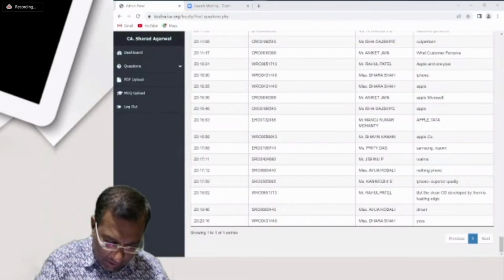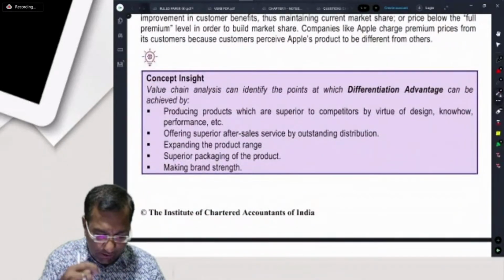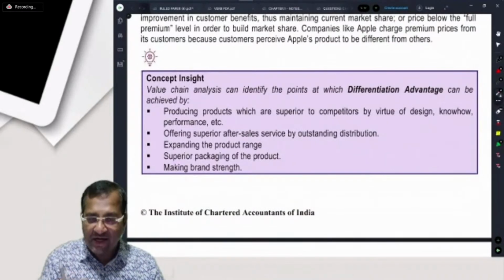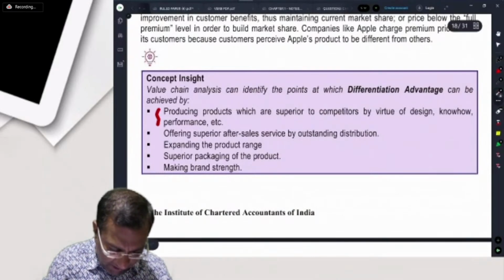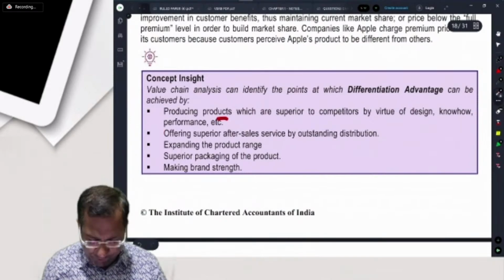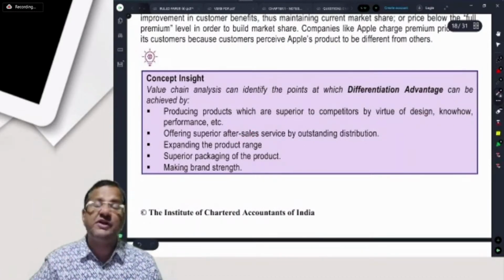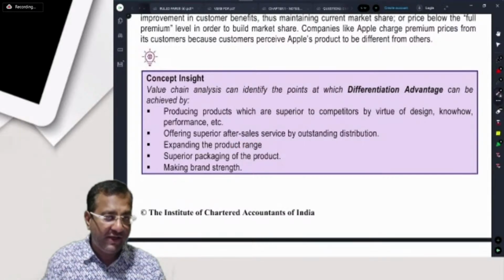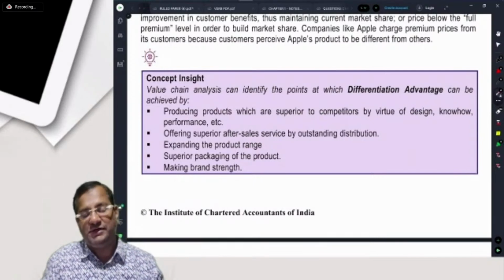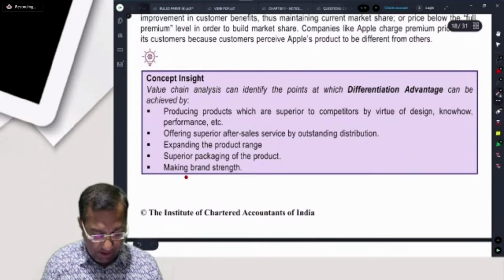Okay, beta. So this is very, very important from an application viewpoint: how a company can generate differential advantage or competitive advantage. Some examples are being given by the institute. The first one is producing products which are superior to competitors by virtue of design, know-how, performance, providing excellent after sale service, expanding the product range. The more the number of products you are selling, definitely the customer will treat you as product advantageous, क्योंकि एक ही जगह फिर उसको पूरे प्रोडक्ट मिल जाते हैं. Superior packaging of the product, making brand strength.